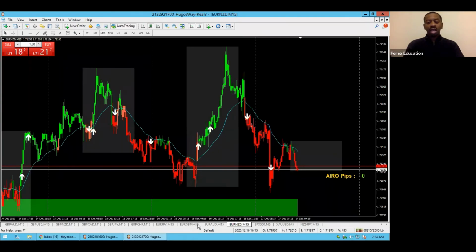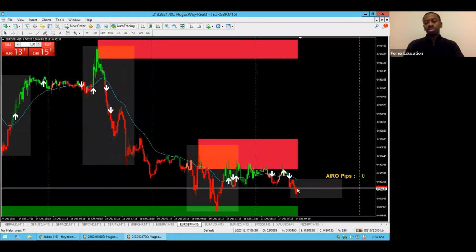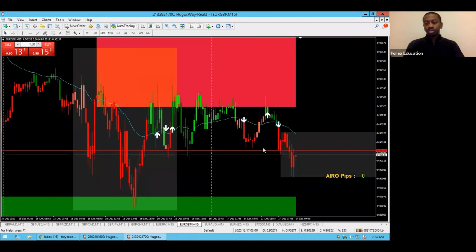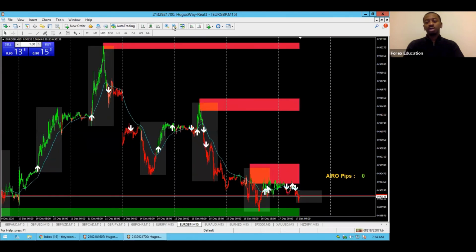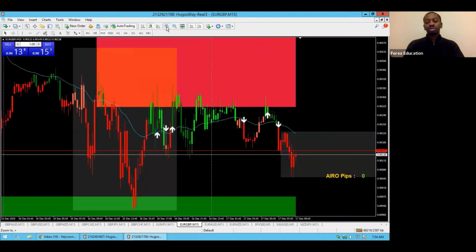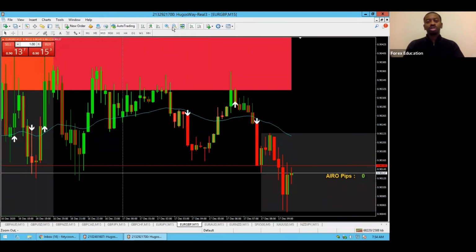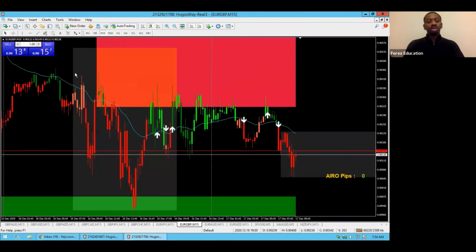Euro GBP. Let's go look at it. So Euro GBP had a zone here that it finally broke out of. And you can see here the bounce arrow. Well, first of all, we zoom out. We're in a downtrend. All right, we're in a downtrend. The arrow came on the candle outside the money zone.